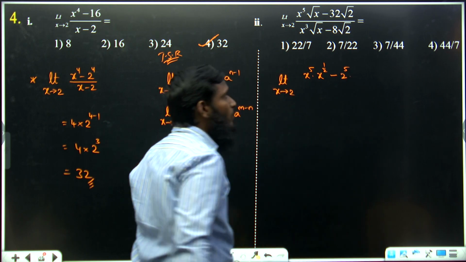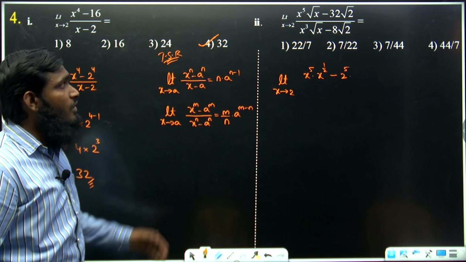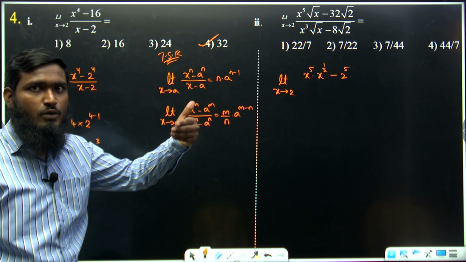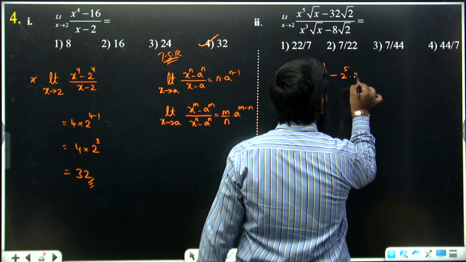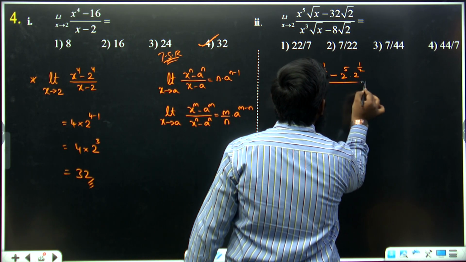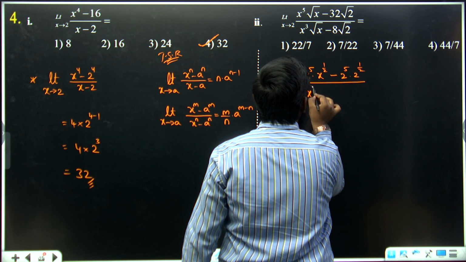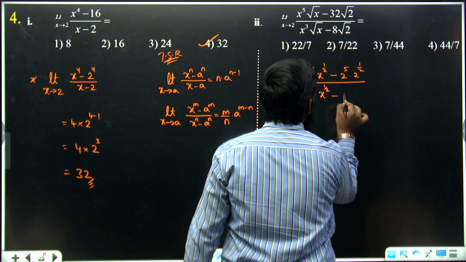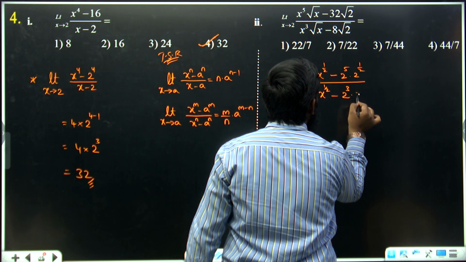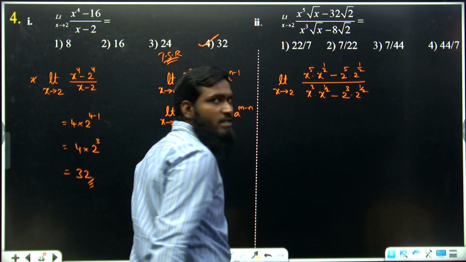What are we writing? 2^5 means what we are having over here? 2 twos are 4, 4 twos are 8, 8 twos are 16, 16 twos are 32. Okay, now next, root 2 we can write as 2^(1/2), divided by, now next, x cube into x^(1/2). Next, minus 8 can be written as 2 cube into 2^(1/2). Okay, like this we have taken.